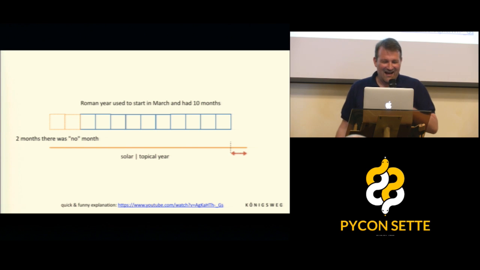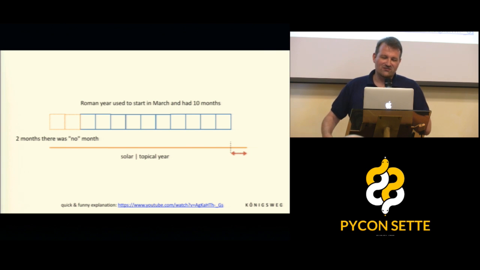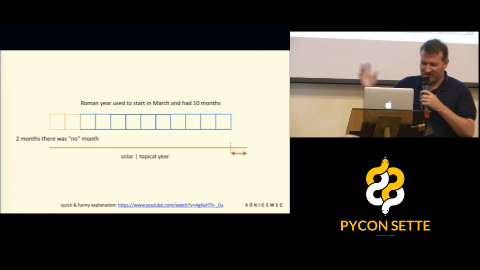It's really funny. And in 1582, it took that long, Pope Gregory reformed the calendar again to the calendar we know now, which is a little bit more accurate and deals with a lot of stuff. And there's a really funny explanation here. I've included a link. You can watch it on YouTube. It's 5 minutes, and you know everything about where we come from.